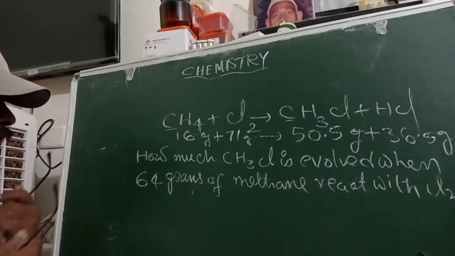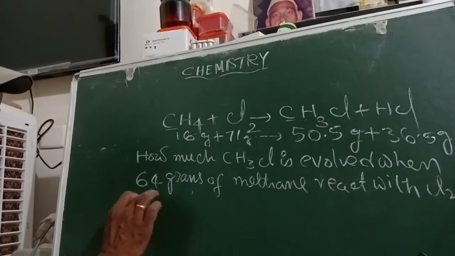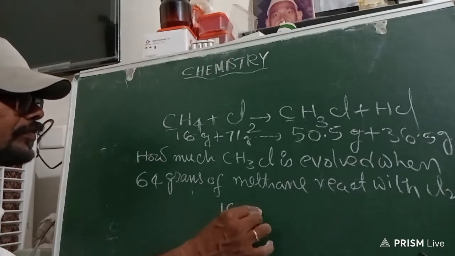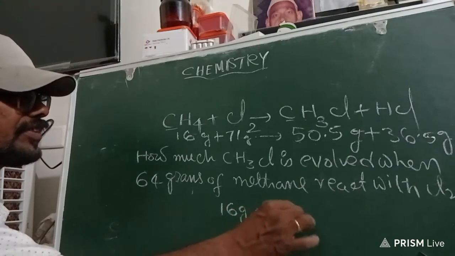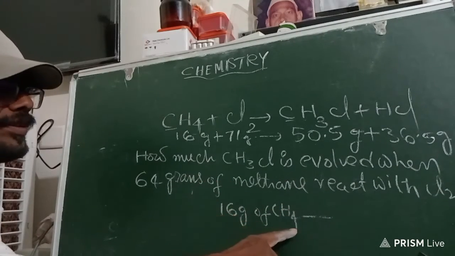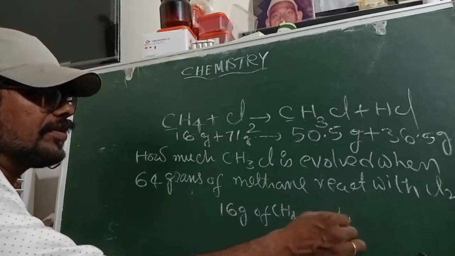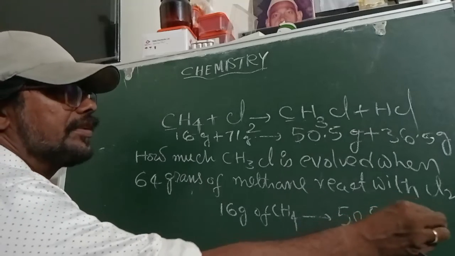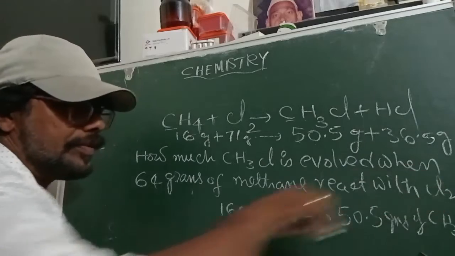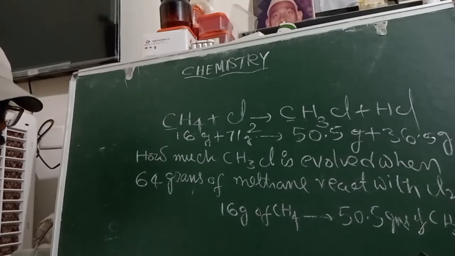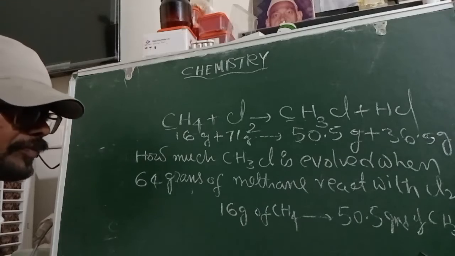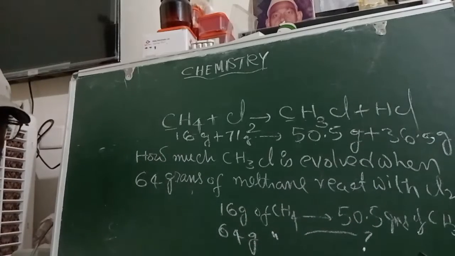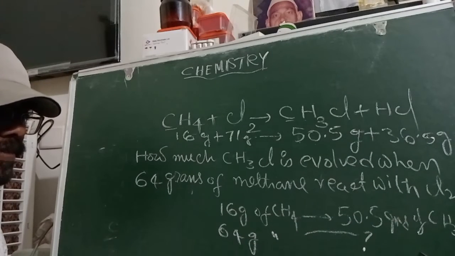Now, 16 grams of CH4 gives 50.5 grams of CH3Cl. Now, 64 grams gives how much? This is the question asked. Okay, now very easy.